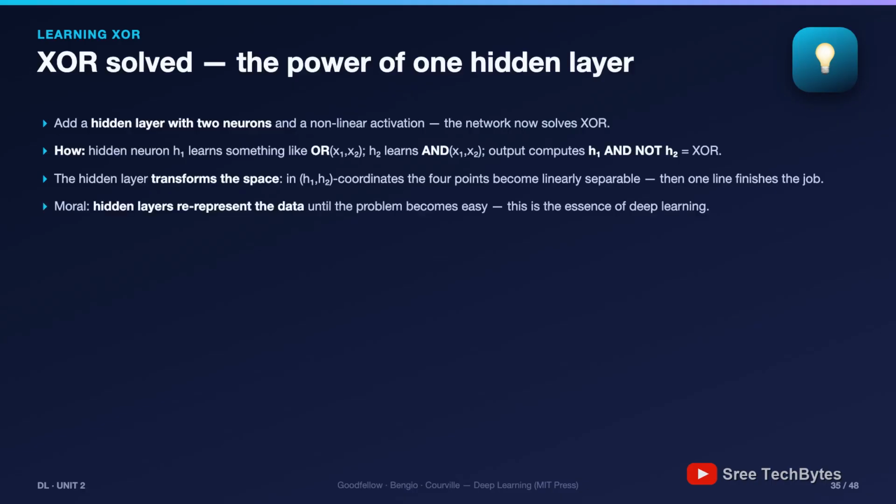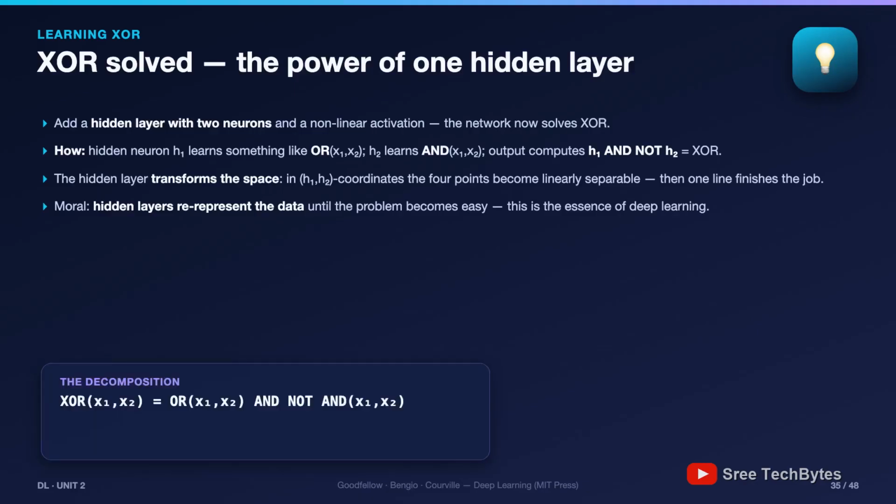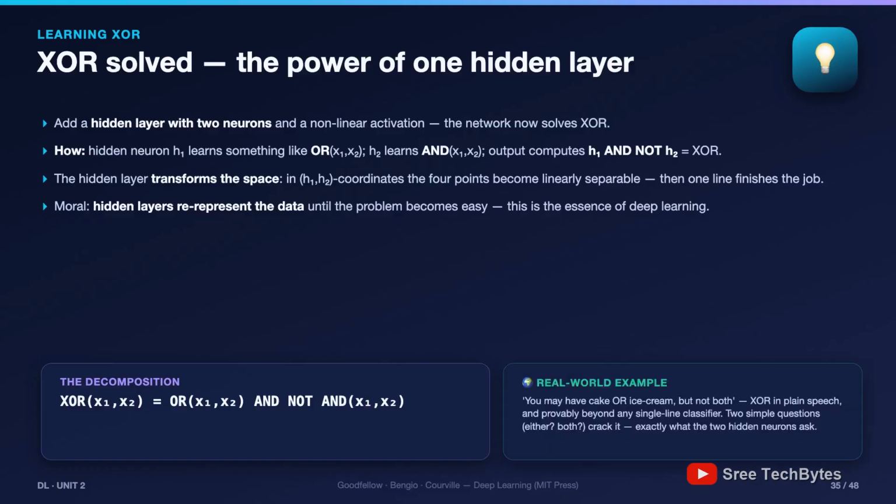But here's the deeper magic, the sentence I most want you to keep. In the hidden layer's coordinates, the OR value and the AND value, the 4 points become linearly separable. One line finishes the job. The hidden layer didn't just compute. It re-represented the data until the problem became easy. That is the essence of deep learning. Every layer, in every network, is doing exactly this, changing coordinates until the answer is obvious.